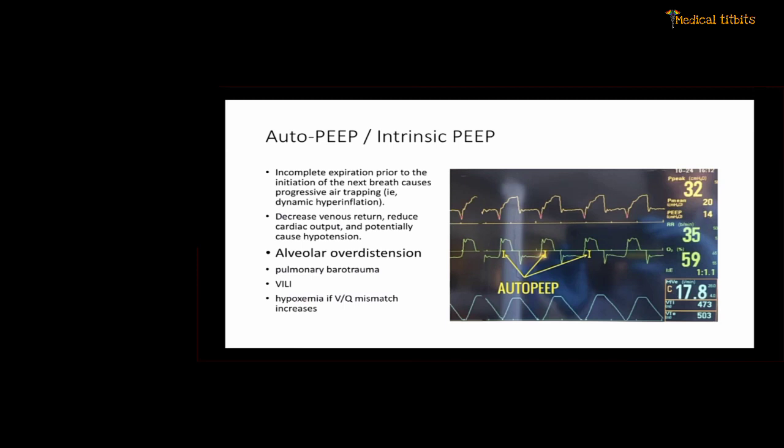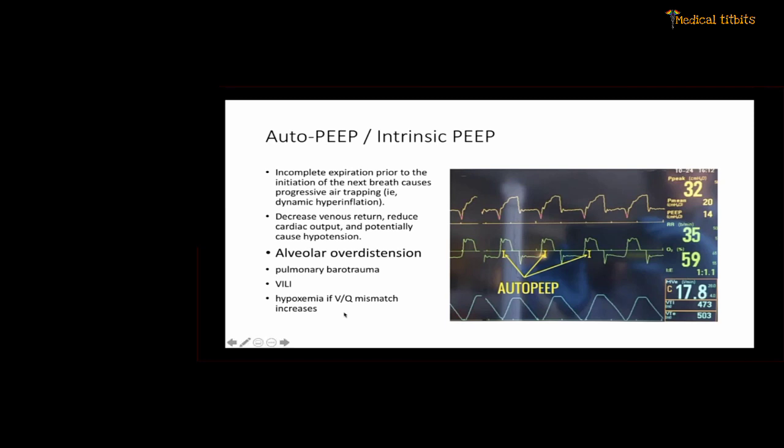There will be progressive air trapping and dynamic hyperinflation. So the monitor will show like this: the exhalation flow curve is not returning to the baseline by the time the next inspiratory flow happens. This can lead to reduced venous return, reduced cardiac output, and potentially cause hypotension, especially if your patient is volume depleted. So this effectively leads to alveolar overdistension. It will lead to pulmonary barotrauma and ventilator-induced lung injury.